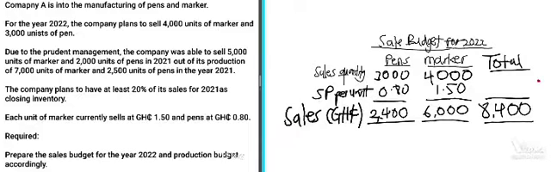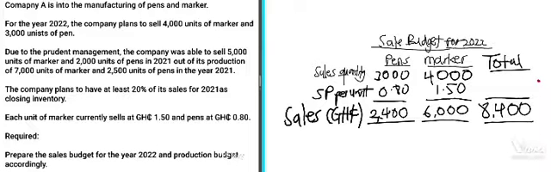it reads as Company A is into the manufacturing of pens and marker. For the year 2022, the company plans to sell 4,000 units of marker and 3,000 units of pen. Sorry about the wrong spelling of units there. So realize that because it's a budget for 2022 being the next year, there is a need for us to prepare a budget in 2021 ahead of time. So please take note of that.